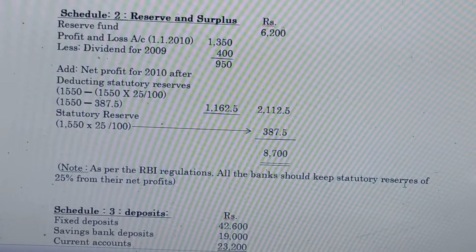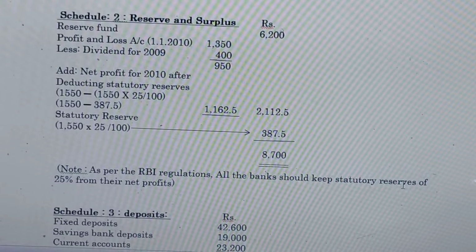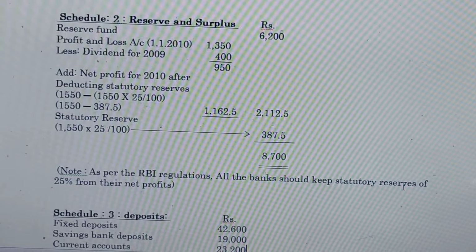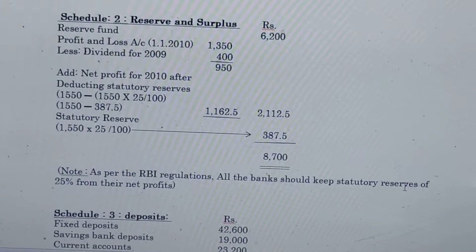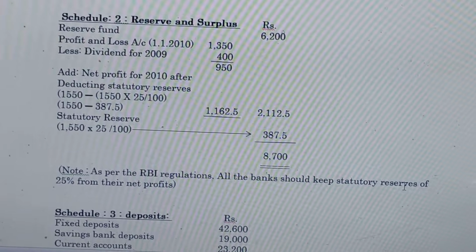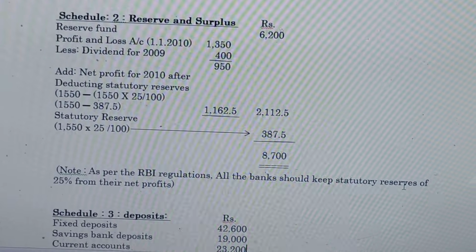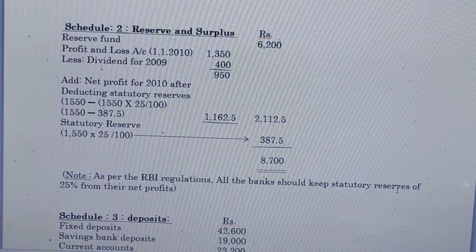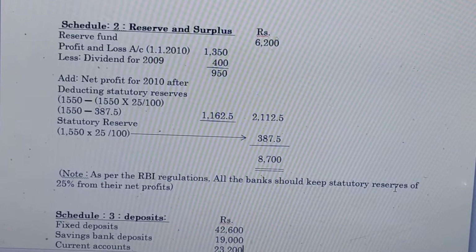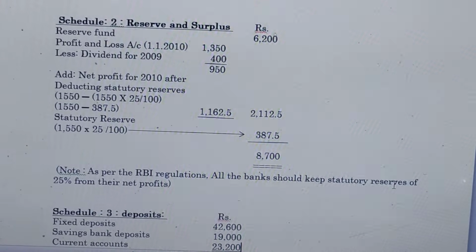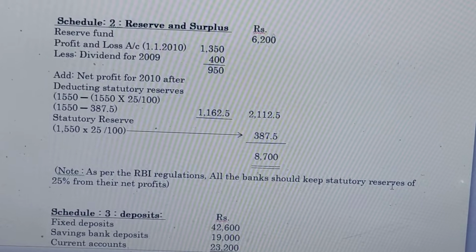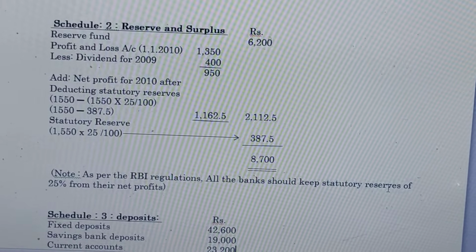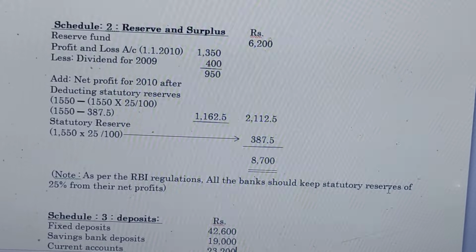We have to deduct that amount from the net profit of the bank. So 1,550 minus 387.5, we get 1,162.5. After deducting the statutory reserve, the balance net profit for 2010 will be added to the above balance of 1/1/2010. So 950 plus 1,162.5, we get 2,112.5.